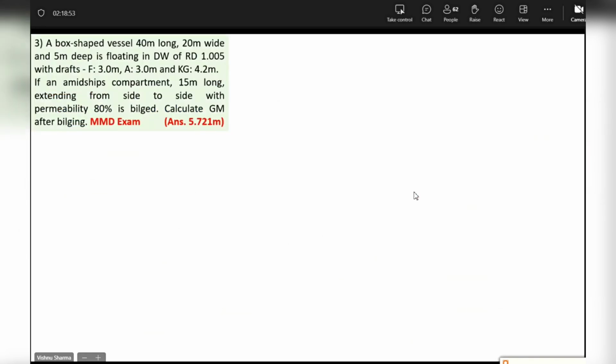Okay. A box-shaped vessel, 40 meter long, 20 meter wide, 5 meter deep, is floating in dock water of RD 1.005 with drafts 3 meters, KG 4.2. So let me make the vessel here.